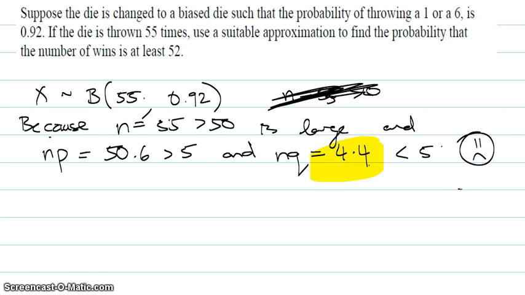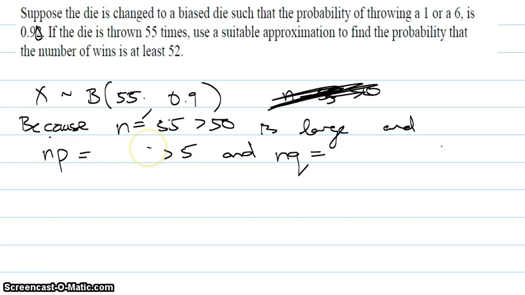But suppose we could. Suppose I change the numbers a little bit. Let me make this, instead of 0.92, let me just make this 0.90 exactly. Then np is going to be 55 times 0.9, and that's going to be 49.5. So that's still big enough. And nq is going to be 0.1 times 55. So that's going to be 5.5.